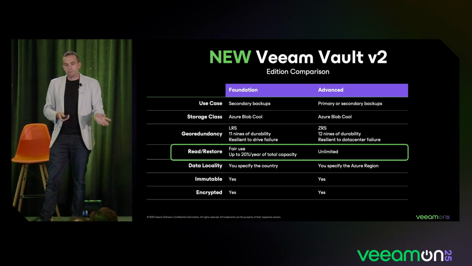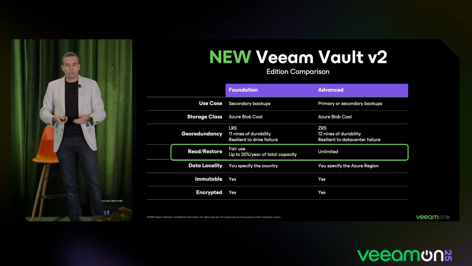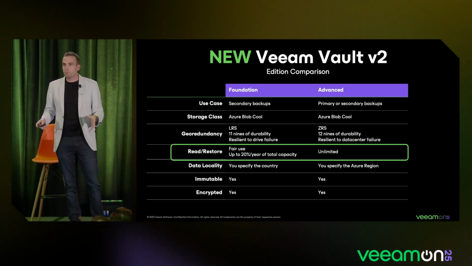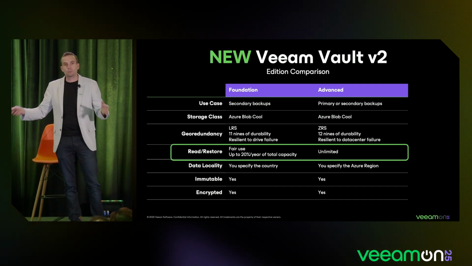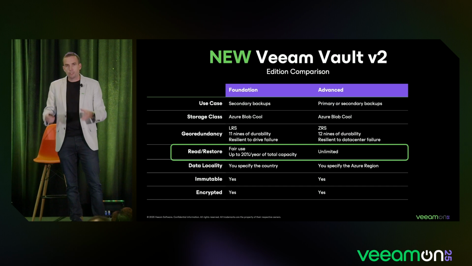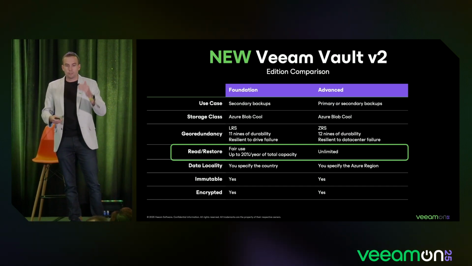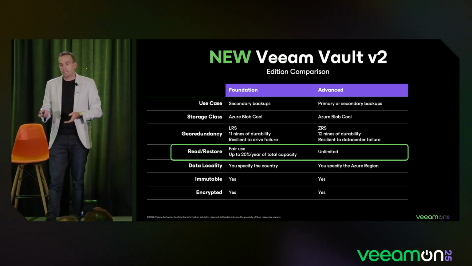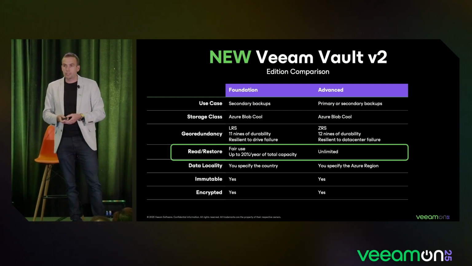Then some other differences. On Foundation, we've got a fair use policy that wraps over the top, so you can restore up to 20% a year of your total capacity. When you buy Vault, you buy a subscription, a total capacity: 1 terabyte, 10 terabytes, 100 terabytes, whatever you need. So under Foundation, you can egress up to 20% of that without breaching the fair use policy. However, where Advanced is very advantageous is unlimited egress, which is unheard of, particularly when your data's in the hyperscaler.